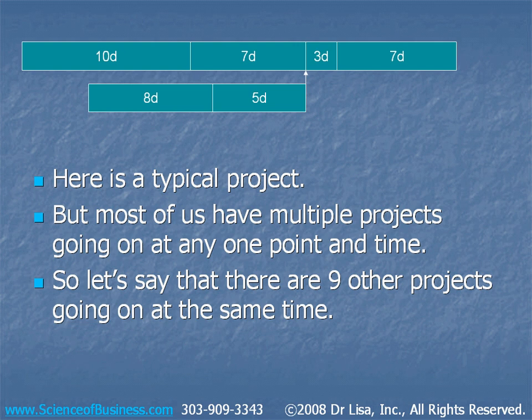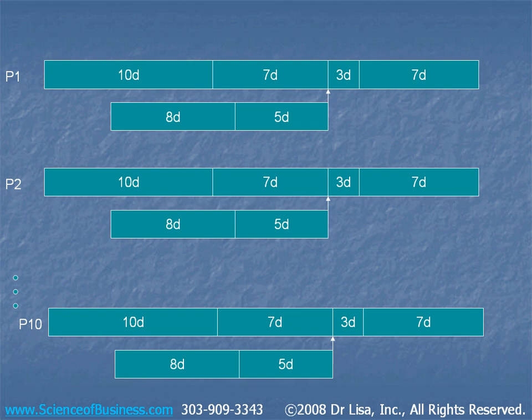Here's a typical project, but most of us have multiple projects going on at any one point in time. So let's say there are 9 other projects going on at the same time as this one shown here. So now we have 10 projects. You can see project 1, project 2, and it continues all the way down to project 10.